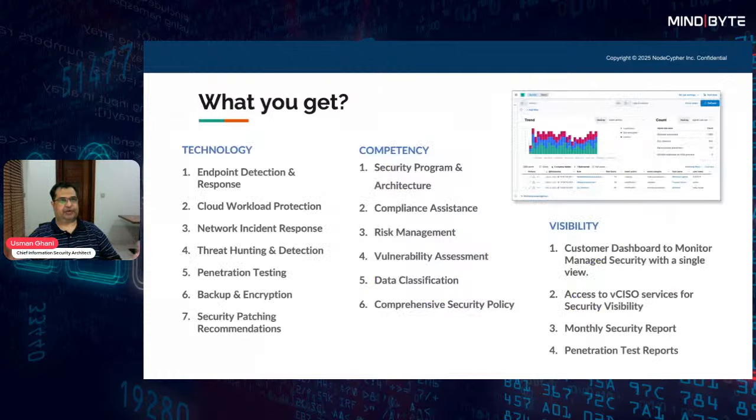And then basically what you get from a managed security is that on the technology side, you get endpoint detection, you get something like cloud workload protection, incident response, threat hunting. And in the competency area, the expertise area, we provide our security program and architecture specifically tailored to your needs. We also provide compliance assistance, risk management, data classification. We provide all these competency services to you as well if you do managed security. And in the end, it provides visibility through the dashboards that we provide for your security, so your higher management can have a view of your security landscape all the time.